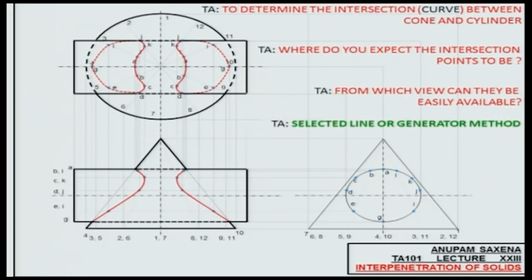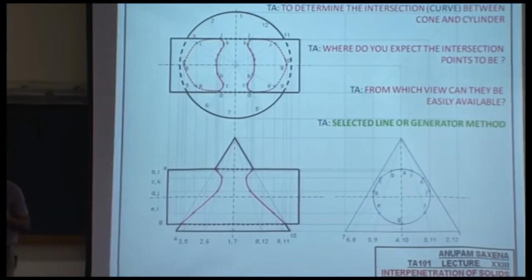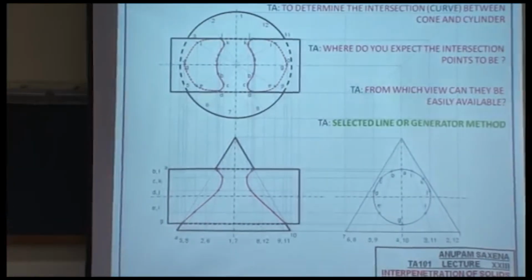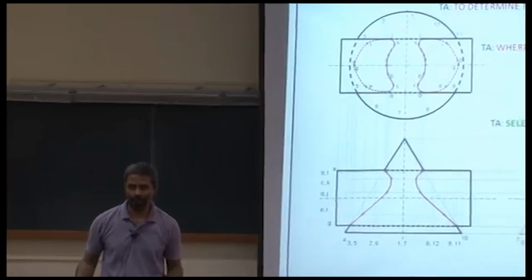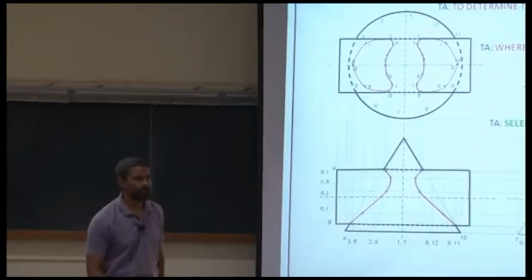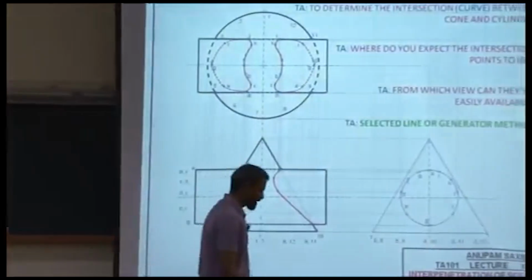So this is called the select line method or generator method. Once again, to summarize, start by observing the three views carefully. Number two, figure out which view will give you the most direct information about the intersection points. In this case, it was the profile view.